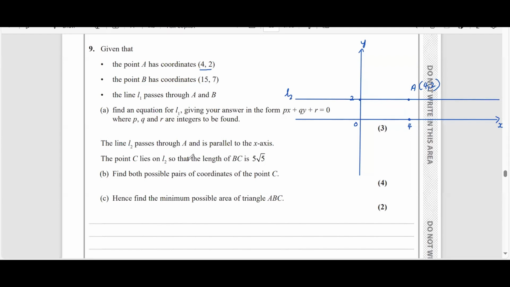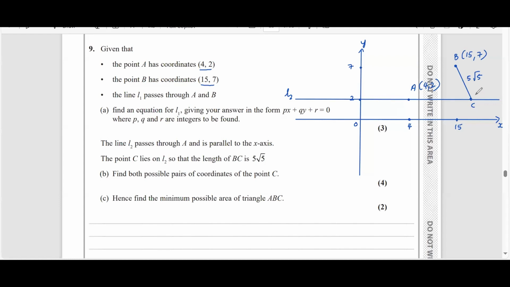The point C lies on L2, let's say point C is over here, such that the length of BC is 5 root 5. B is (15, 7). So let's say 15 is over here and 7 is over here. The point B will be somewhere over here. They have given that the distance between B and C is 5 root 5.